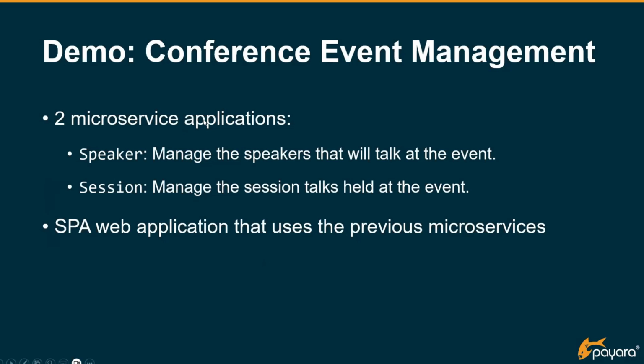It contains 2 microservice applications. It is used mainly for configuring conference talks. Let's say you are preparing for an event and you want to set talks, and you have session talks and speakers that are presenting these talks. So you have 2 microservices, one for organizing and managing speakers and another for organizing and managing sessions. And to bind all of these microservices, you have a single page application. In this example, I'm using a very traditional Angular application. I know that Angular is no longer as popular as it was in the past, but this showcases exactly what we want to do.